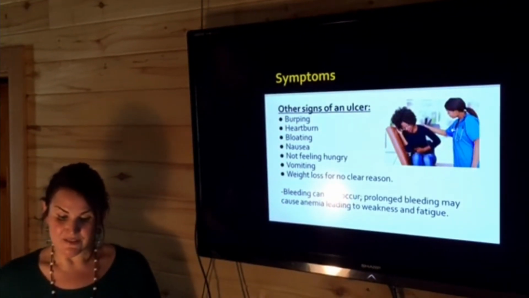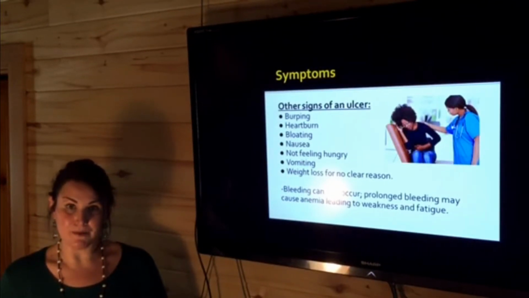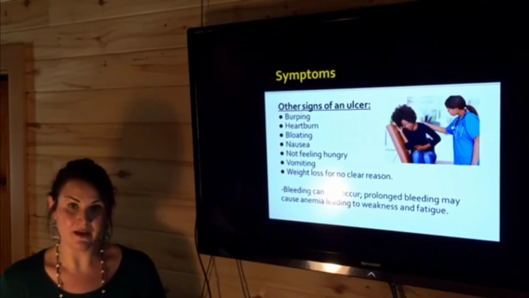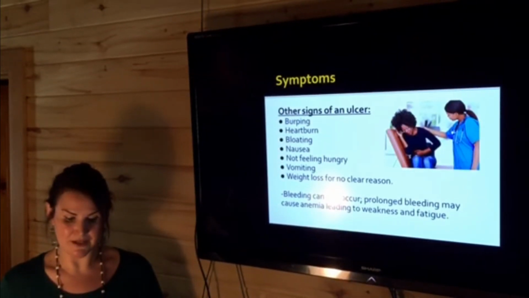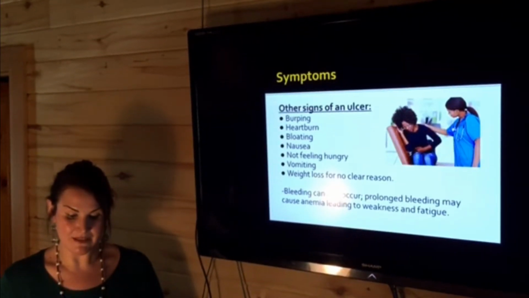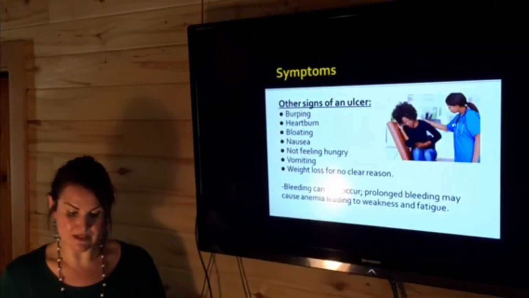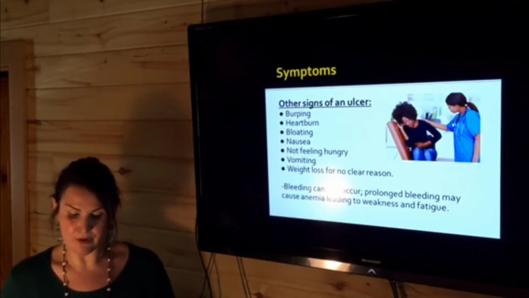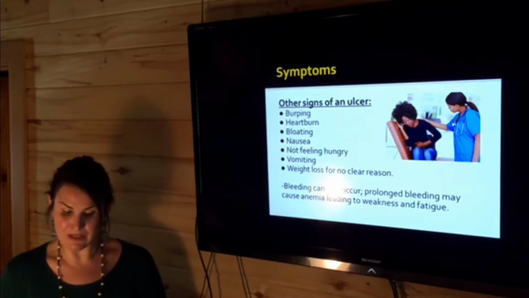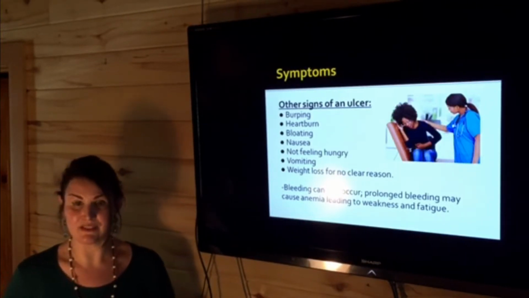Some other signs of an ulcer include burping, heartburn, bloating, nausea, not feeling hungry, vomiting, and weight loss for no clear reason. Bleeding can also occur. Prolonged bleeding may cause anemia and lead to weakness and fatigue.